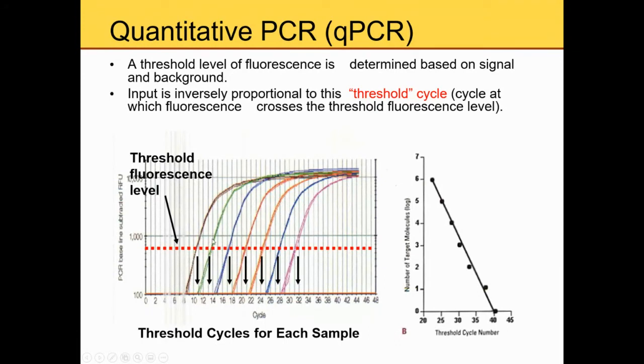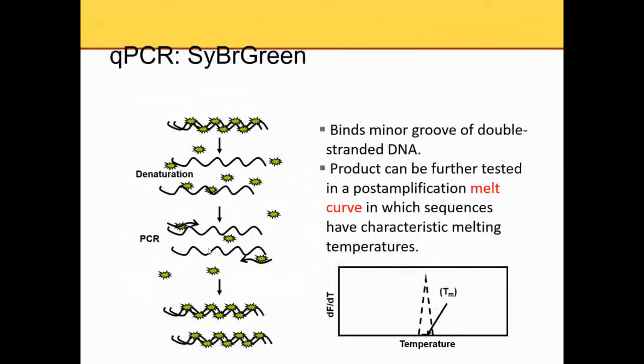And by looking at the difference in the threshold between this one and this one, the difference would be the number here, let's say, for example, 13 and 11, so the difference in number of cycles is 2 cycles, all right? And that would suggest the initial amount of this one here would have 2 to the power of 2 times more material than the green one, all right? So that's how you evaluate the PCR result.